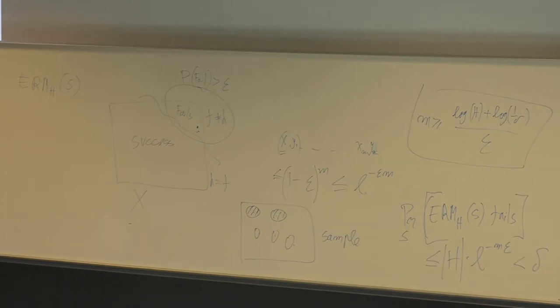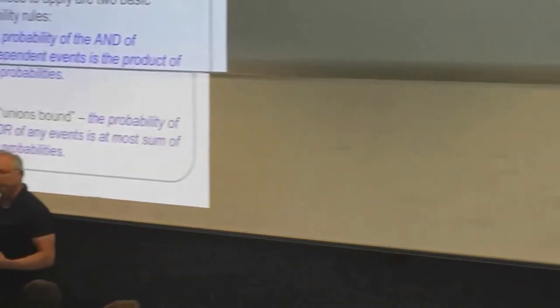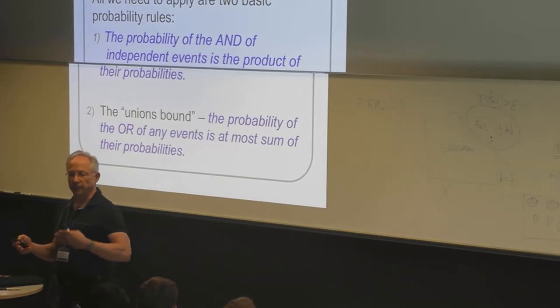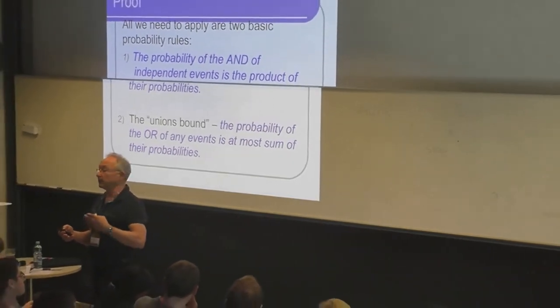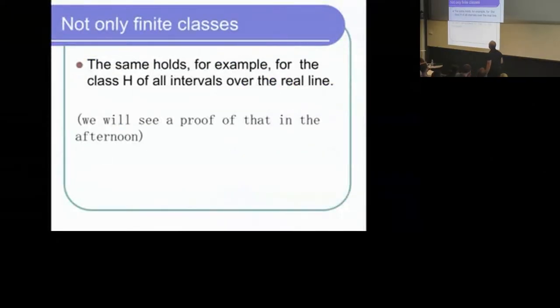So we had our first result. Our first result is that if we do ERM carefully, not ERM in general, but ERM restricted to an H, and this H is finite, then we can get a bound on our success. Okay, so now let's see.